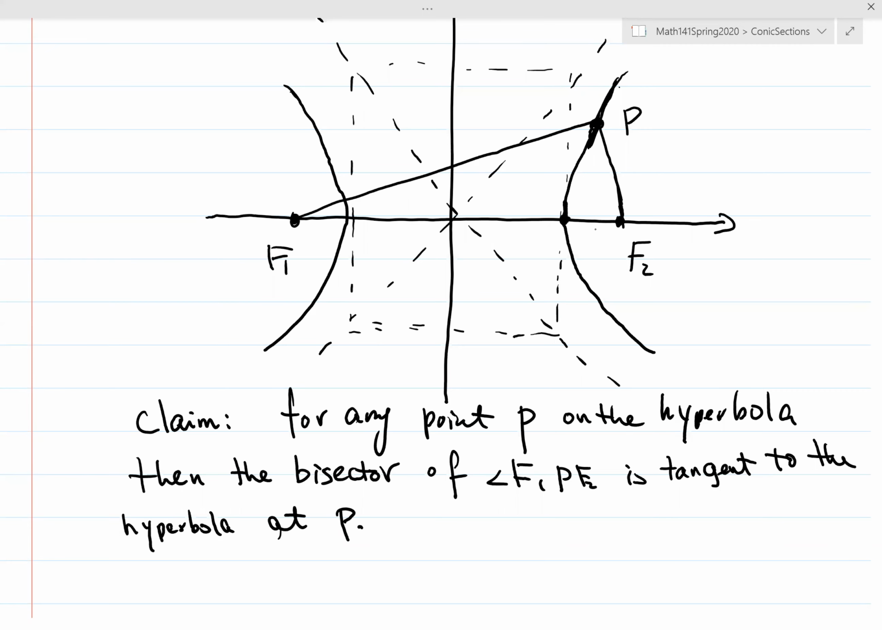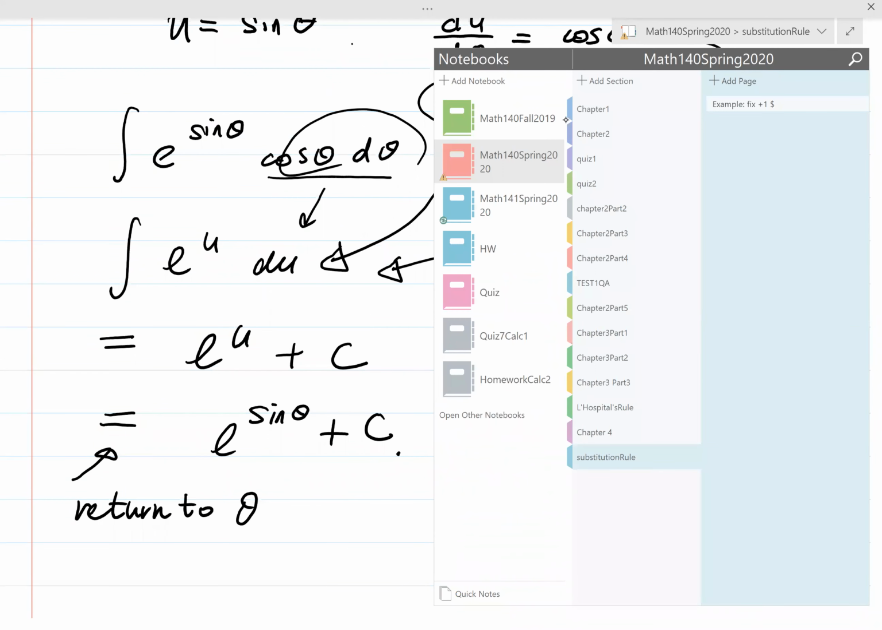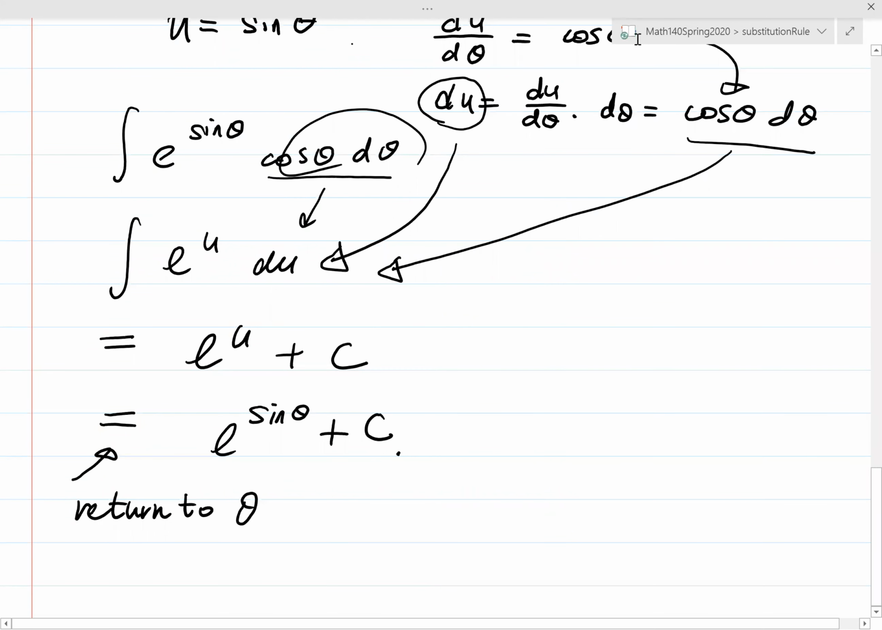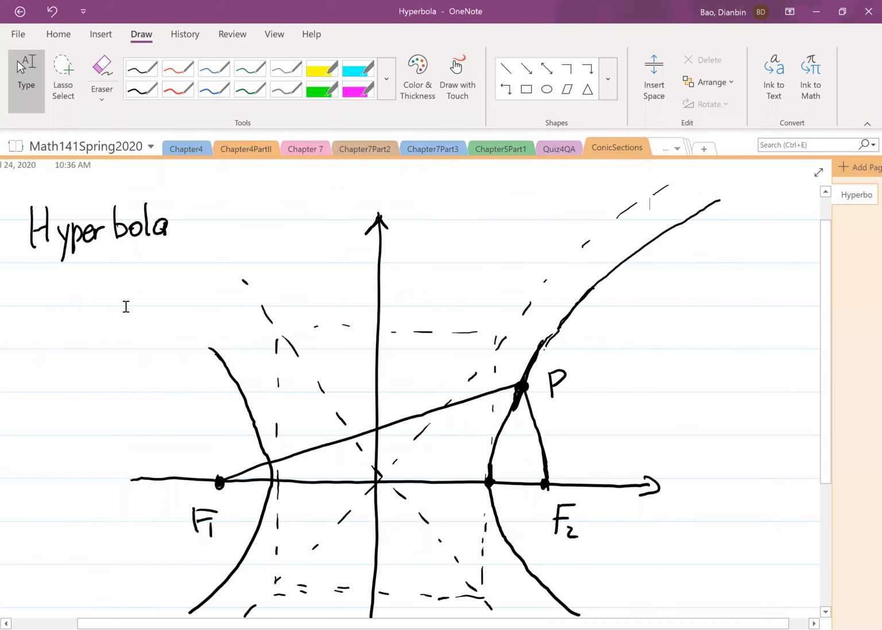Now, what happens if P is at infinity? What happens to the bisector? If P goes to infinity, then the bisector will look parallel to the asymptotes.